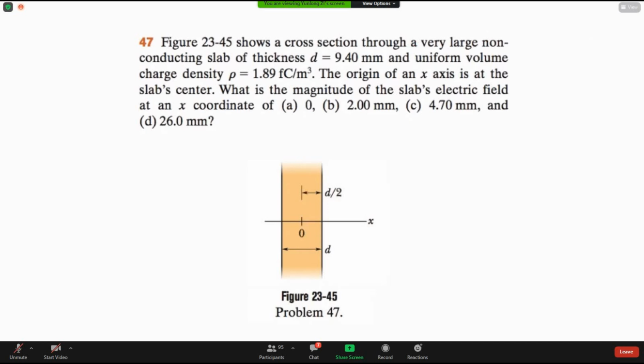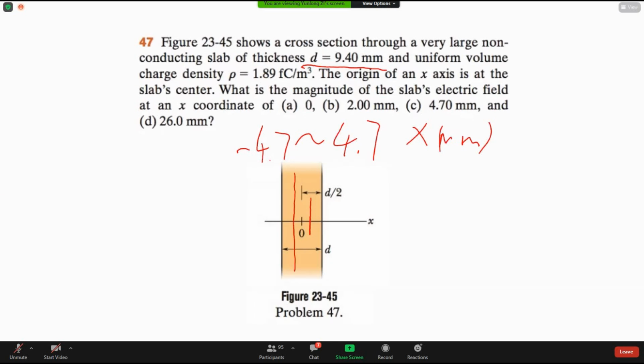For the x coordinate of 2, the origin is at the center, so the slab's range should come from minus 4.7 until 4.7 millimeters, right? So if you are at 2 millimeters, that is inside the slab. So we want to find the field.